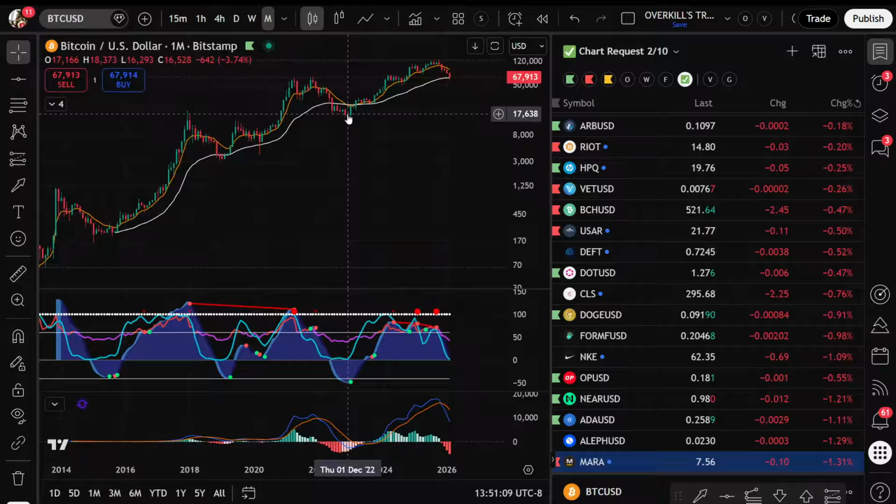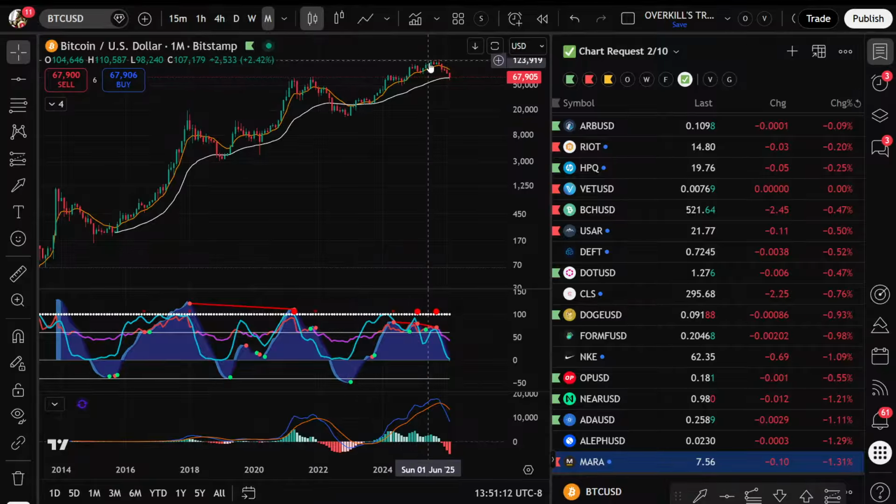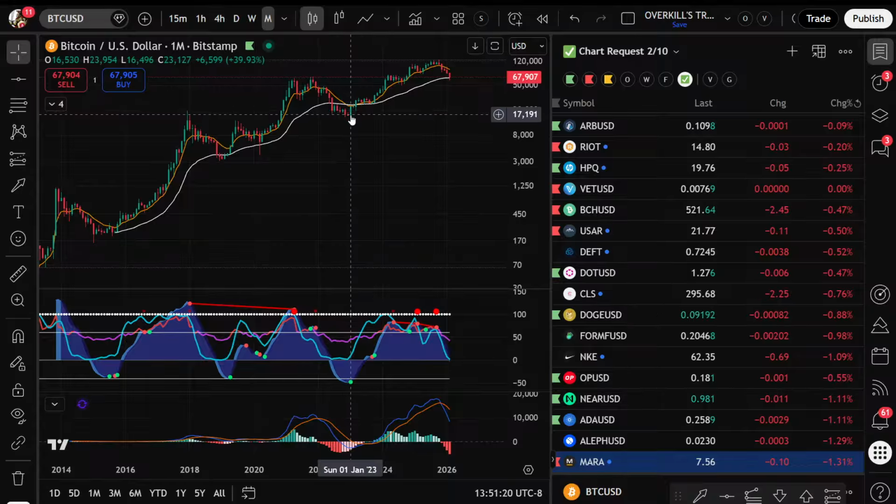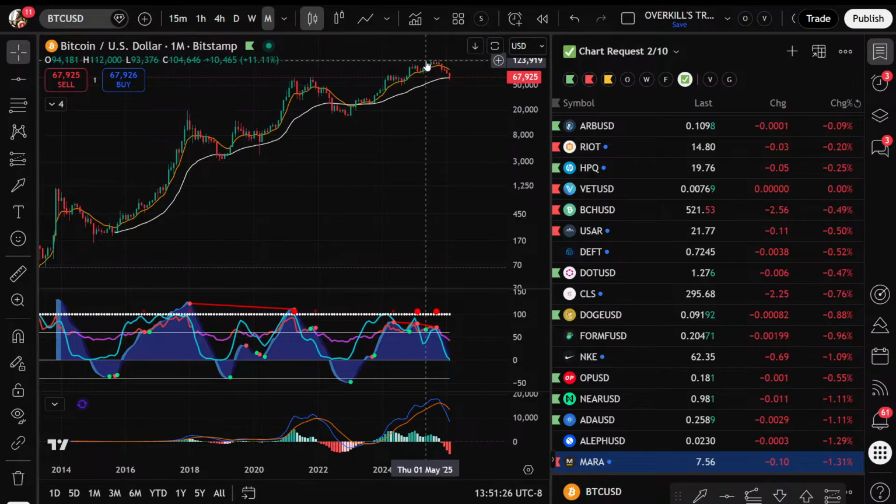$17,000 Bitcoin. Can you guys imagine? We went all the way up to 120. And again, this data doesn't lie. Men lie, women lie, the data doesn't. Green dot, boom, January 1st. You see that on my screen, right? January 2023, 17,000, all the way up to 124.